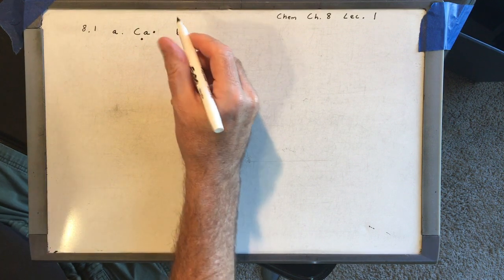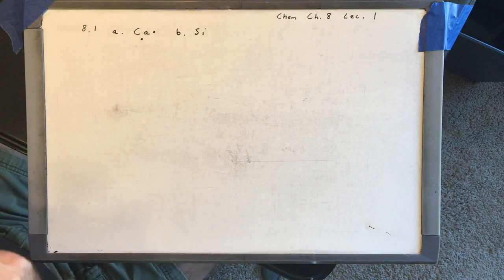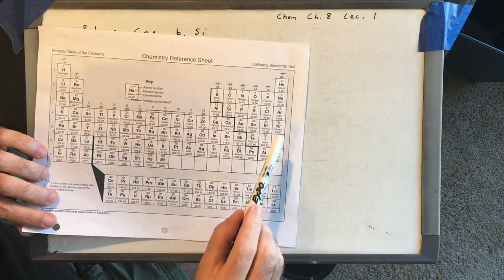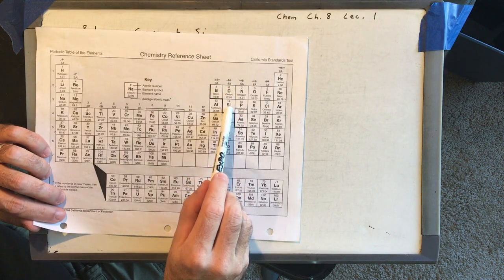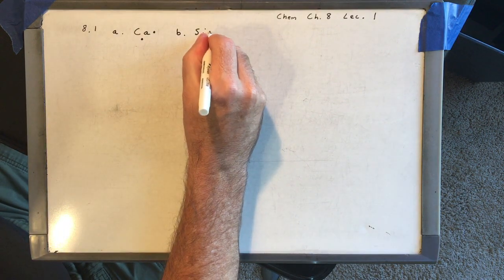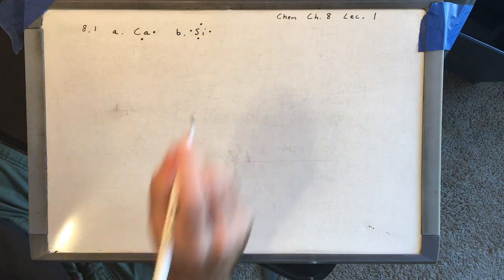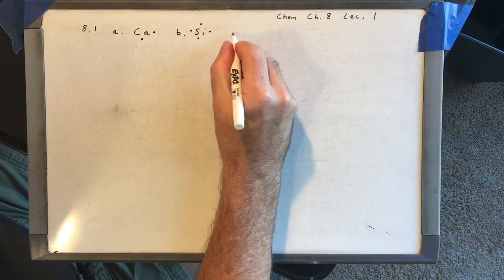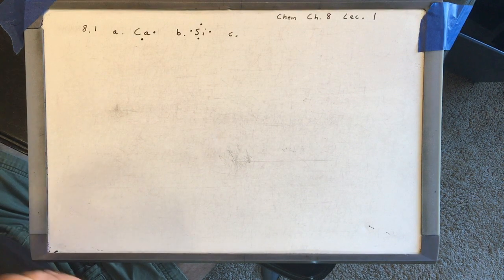All right, B is silicon. Let's find silicon on the periodic table. It is here in column 4, so it has 4 valence electrons. Start on the far right: 1, 2, 3, 4. That's the electron dot diagram. All right, give me a lot of these on the test, right?